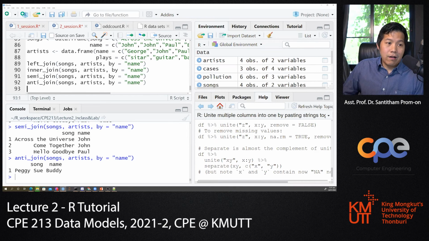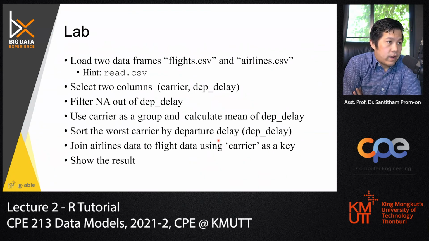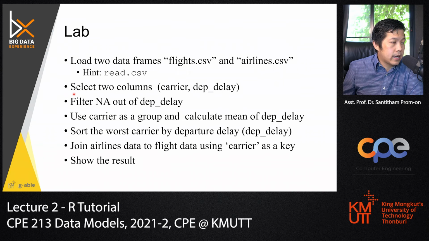Okay, now this is all of today's content. Now these are the labs. In this lab, you need to load the two data frames, flights.csv and airlines.csv. Write an R script to load the two data frames, and then it needs to perform these steps. First, select two columns, carrier and departure delay. Then filter out NA. Then use carrier as a group and calculate the mean of departure delay. Then sort by the mean of departure delay, worst carrier first, and then join in the name of the airline using the airlines file, with carrier as a key, and show the result.